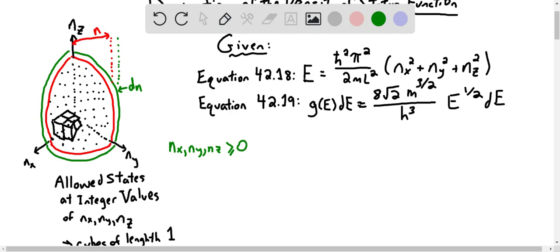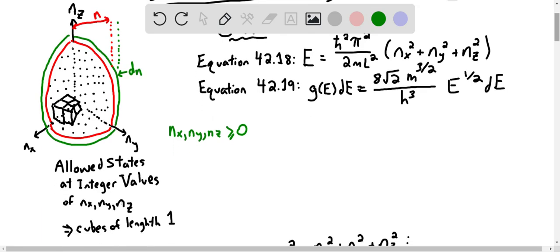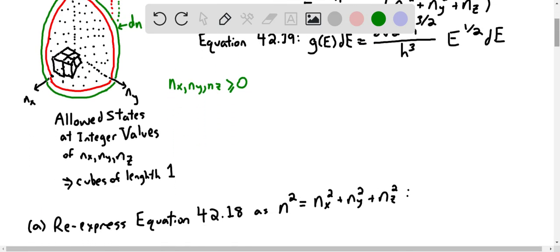The spacing between each of them is a unit length of one because they're integer spacing. So it's like having these abstract cubes being carved out in the space. For the density of states, you can define a radial distance in terms of those quantum numbers and then a difference in that distance, and so you get this kind of shell. The number of states, counting them up within that differential width, corresponds directly to the number of allowed states within a differential range of energy. So that's the general situation that we're dealing with.